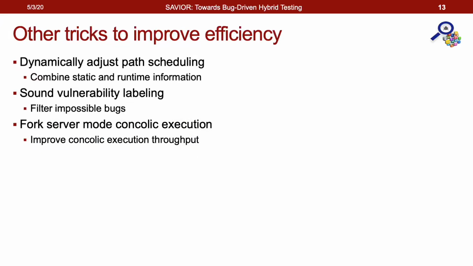We also adopt advanced scheduling by combining the static information with runtime statistics. Say, although an input can reach more instrumentations as calculated at compile time, during runtime we know that in the past, the solver has said 99% of the instrumentations are not satisfiable. We will then deprioritize this input in the future. And there are other interesting tricks, like how we create sound vulnerability labeling to filter those impossible bugs at compile time. Also, we introduced fork server mode for concolic execution to accelerate the execution during runtime. Please check our paper for more details.